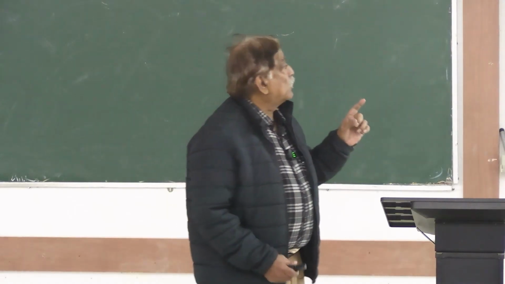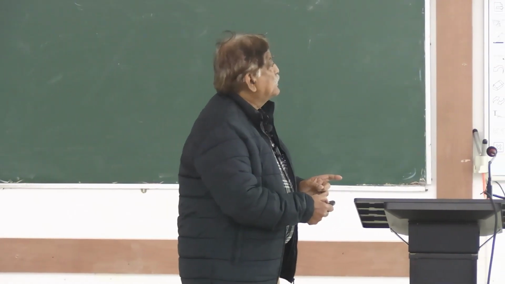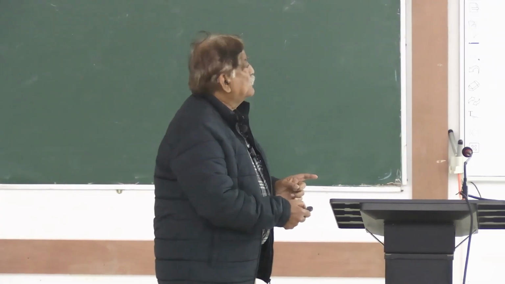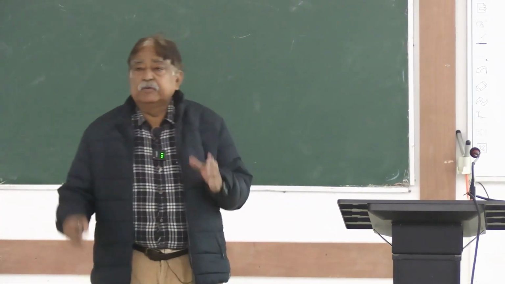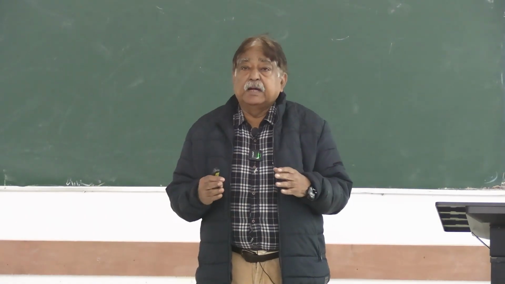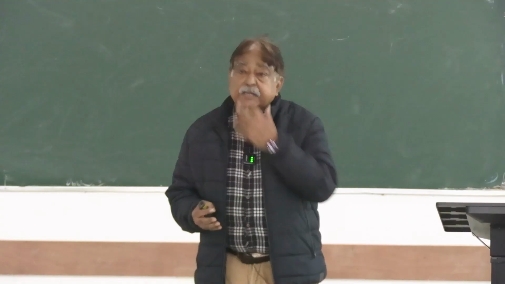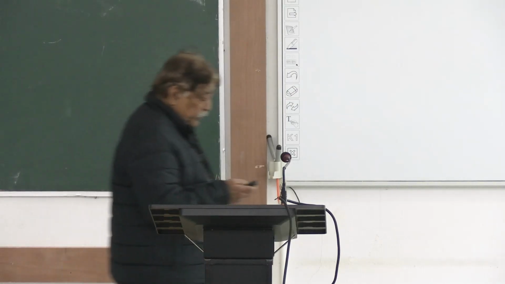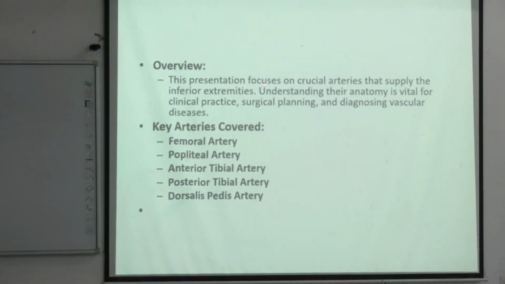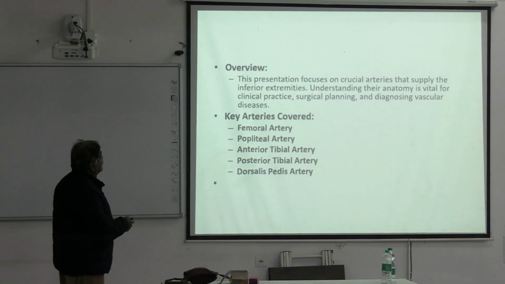Now what is it? The origin, course, branches and termination of important arteries of the inferior extremity. You have finished the superior extremity and then the thorax. And now we are going into the inferior extremity. Now overview. This presentation focuses on crucial arteries that supply the inferior extremities.